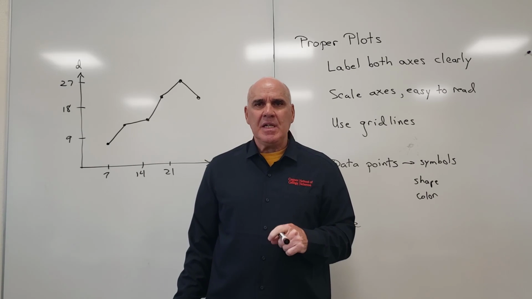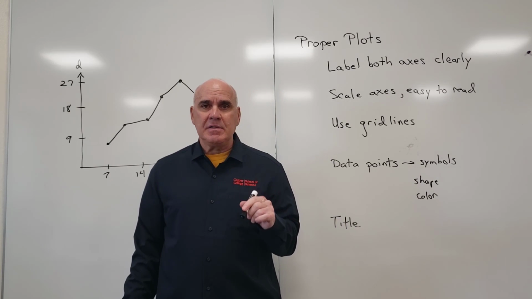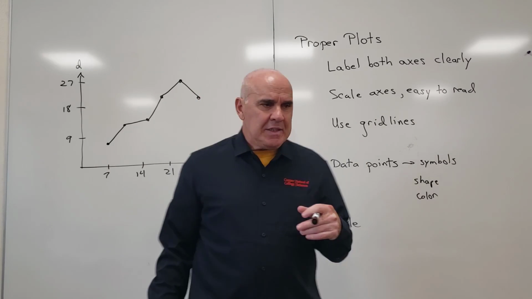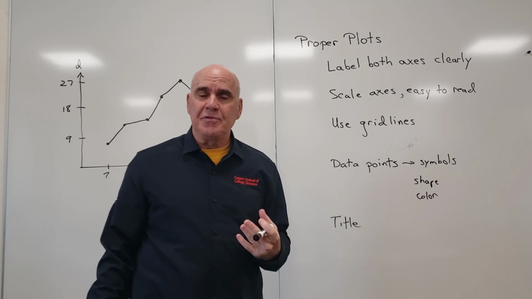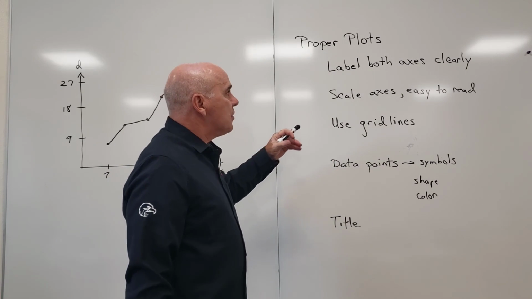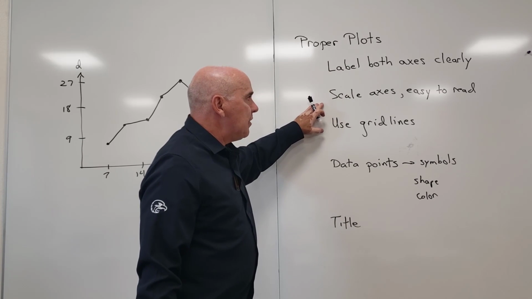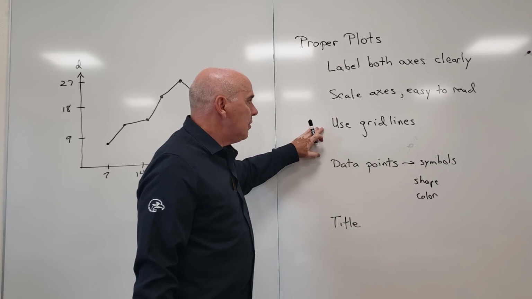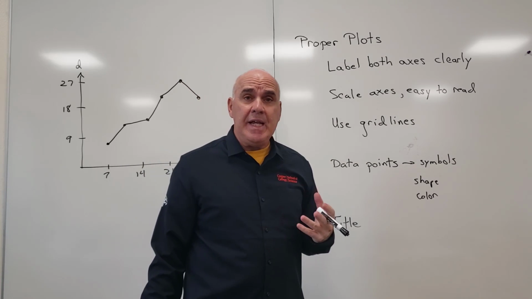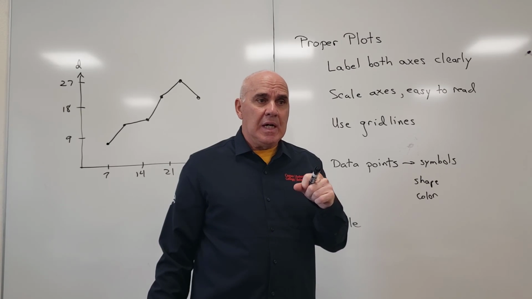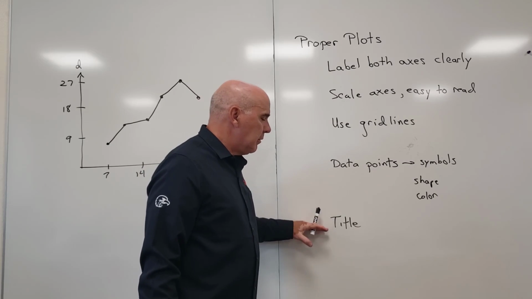Let's continue on in Excel, and now we want to talk a little bit about graphing, plotting points on Excel. And so what we've got here is some rules that one of the books that I use calls proper plots, the rules for proper plots. And so a couple of things. First off, we label both axes clearly, right? We're going to scale the axes so that they're easy to read. We're going to use grid lines. We're going to use data points if we have data. We're not going to put a line in there unless it's a lot of data. We'll talk about that later. And then we're going to title the graph.